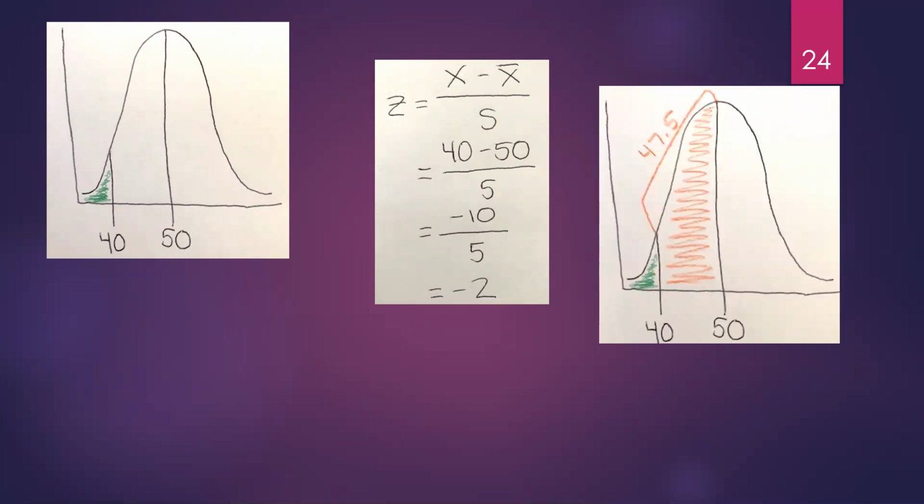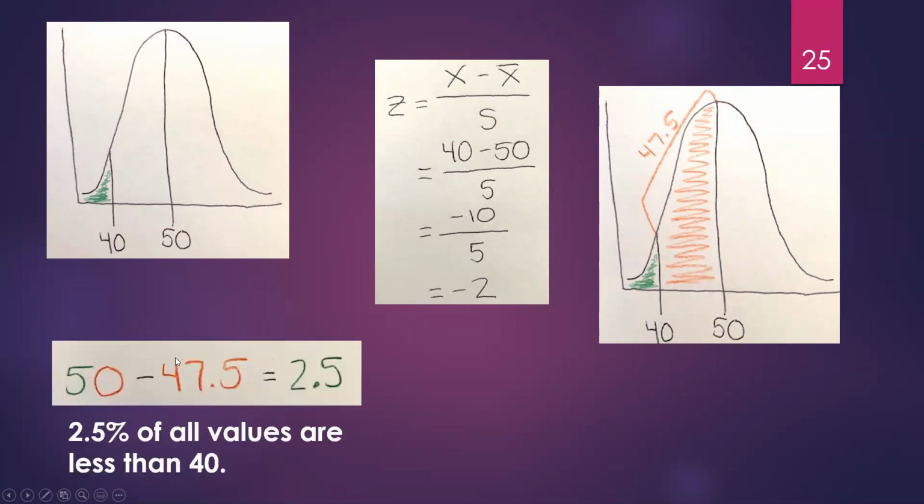We know from the curve that 47.5% of all values are always within 2 standard deviations of the mean. And so we say, what is this remaining green part then? If within 2 standard deviations of the mean is 47.5% of all values, and we know everything that's less than our mean is 50%, we can take this 47.5 out of the 50. If we remove this orange part here, that's going to leave us with the green. So we know that 2.5% of all values are less than 40.